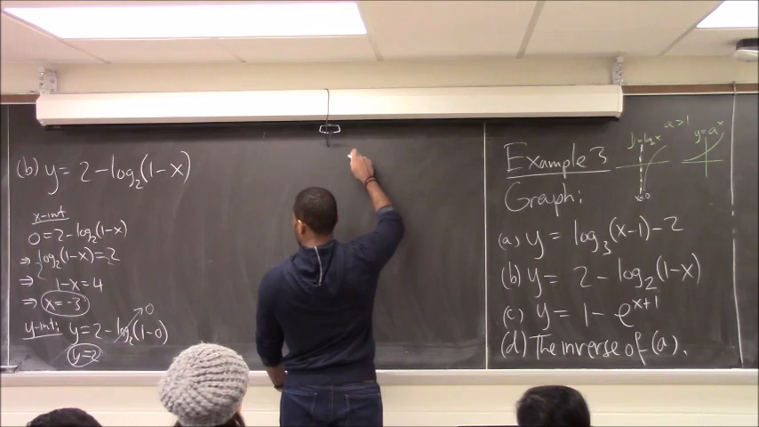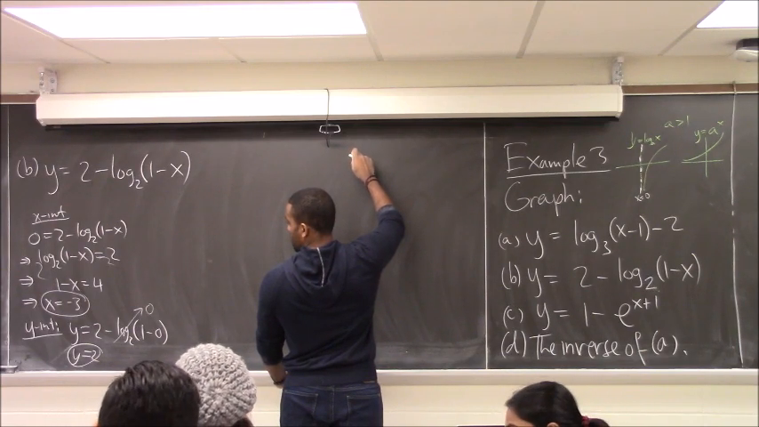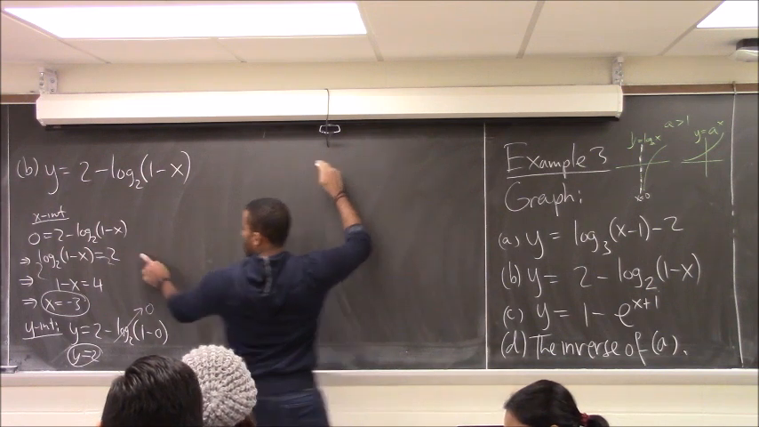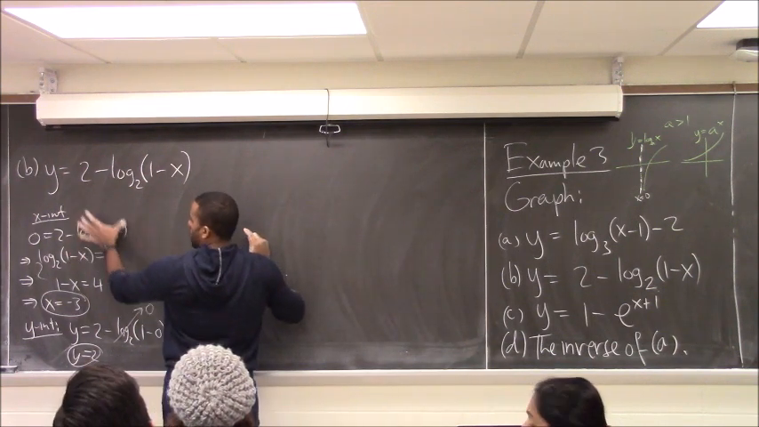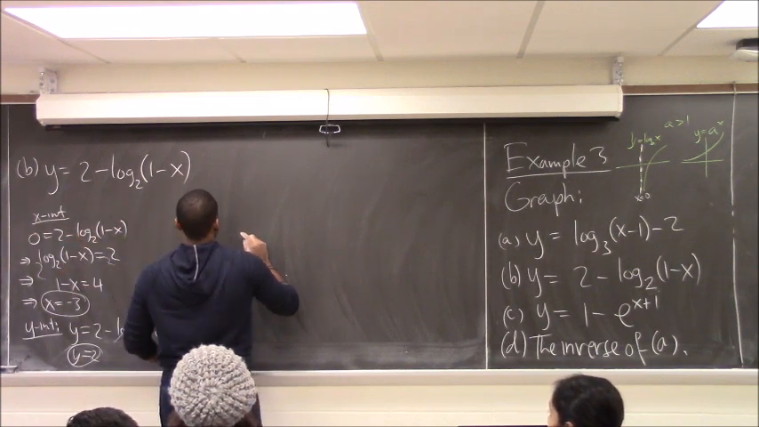How come that 2 is not negative? Because you had it on the other side. When you raised it to the second power, you said... Oh, I didn't move the 2. I moved the log. Because the log was negative, so I decided to move that instead. Oh, okay.